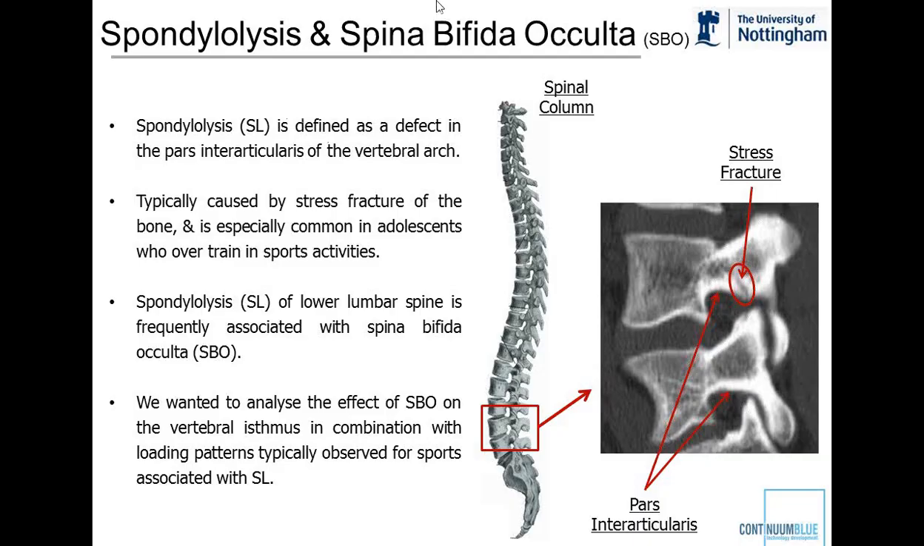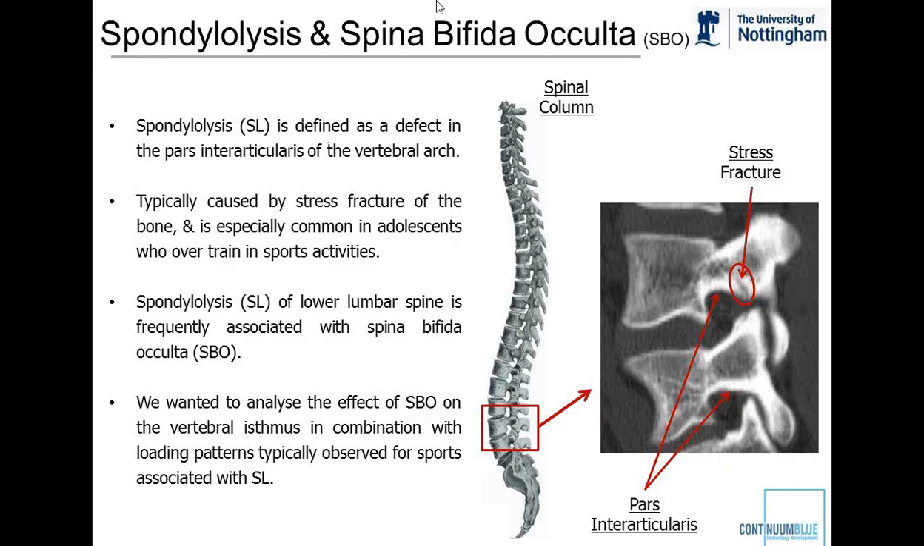Now, spondylosis is commonly associated with something called spina bifida occulta. This is where there's a slight deformed bone structure in some people, where these little bony bits that protrude at the back don't fuse or form together during birth or development inside the womb, or there's a space between them. So what we want to do is find out if we could model this association inside finite element analysis.